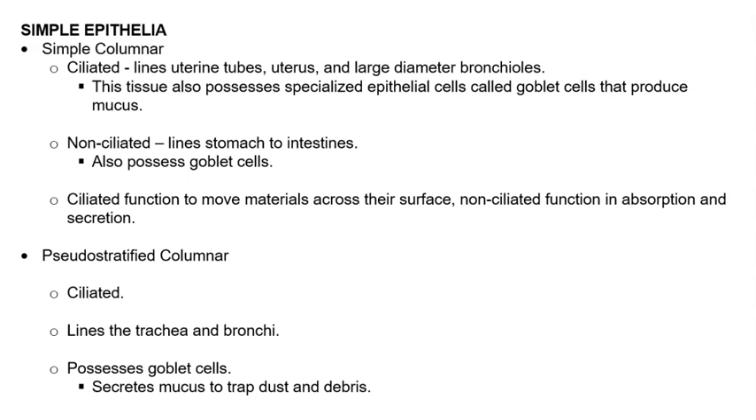And our final simple epithelial tissue is pseudostratified columnar epithelium. This is a tissue that's always ciliated, and it lines the very large diameter airways of the respiratory system, such as the trachea and the bronchi. It also possesses goblet cells that secrete mucus, and the cilia that's found on this tissue helps to move that mucus and any dust and debris that it traps away from the lungs and out of the air passages.